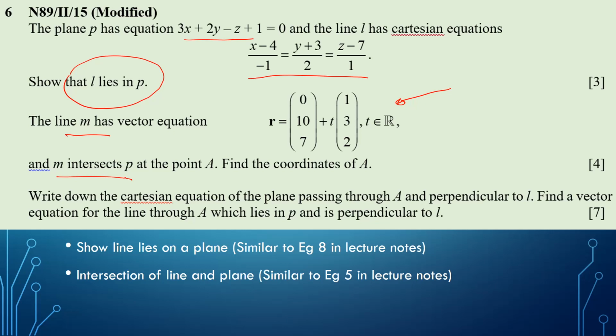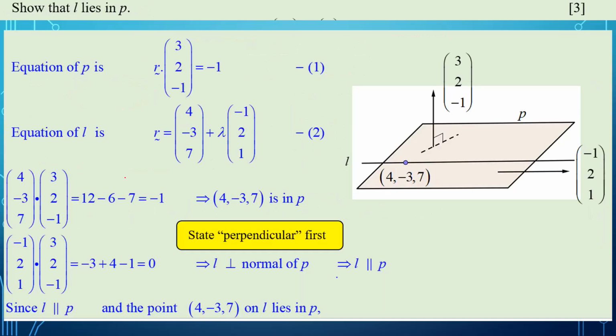The last part of the question needs some visualization. Basically, this is similar to example 12 in your lecture notes. Okay, so let's handle the parts beat by beat.